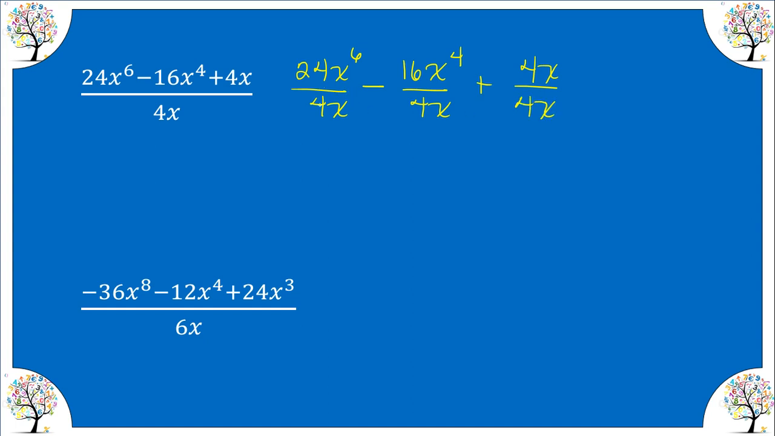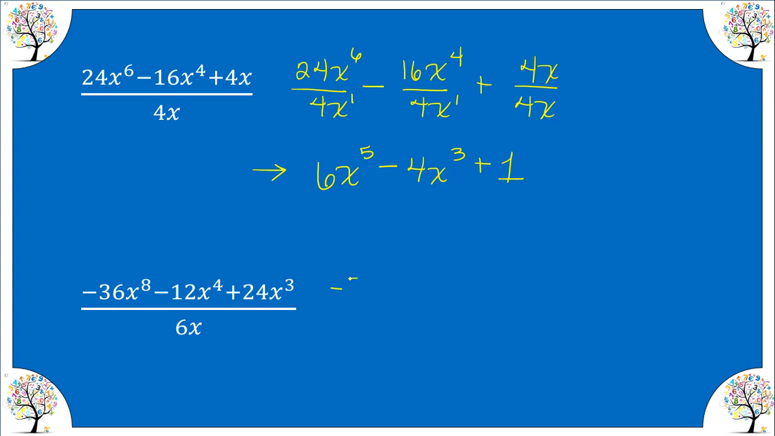So in this one, 24 divided by 4 is 6. X to the 6th divided by x to the 1st gives us x to the 5th. Then we have minus. 16 divided by 4 is 4. X to the 4th divided by x to the 1st is x to the 3rd. You notice everything's going down by a degree. And then plus. Now don't think, oh, I can just cancel that and there's nothing there. No, anything divided by itself is 1. And remember, we started with a trinomial. We're going to end with a trinomial.